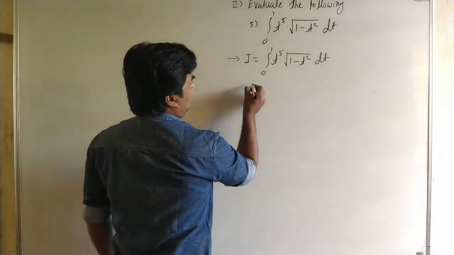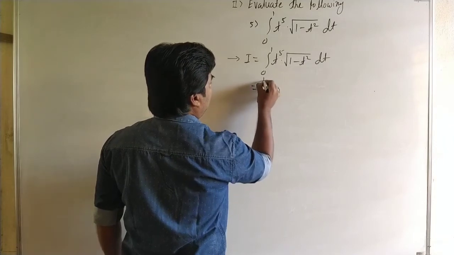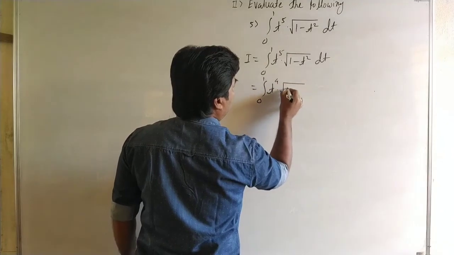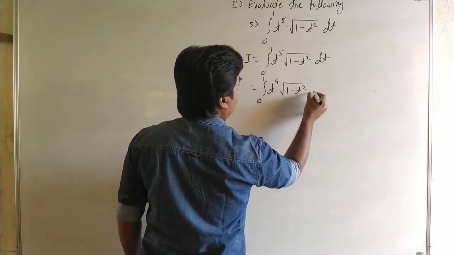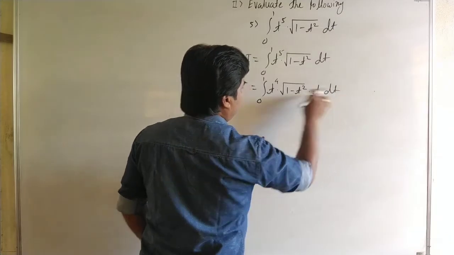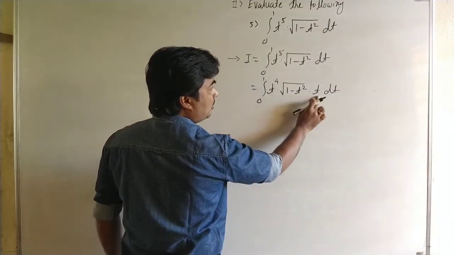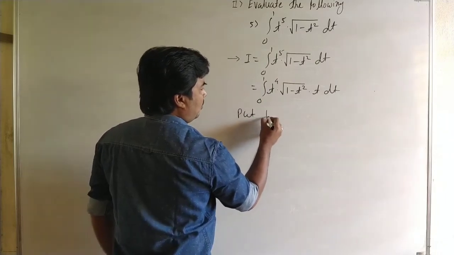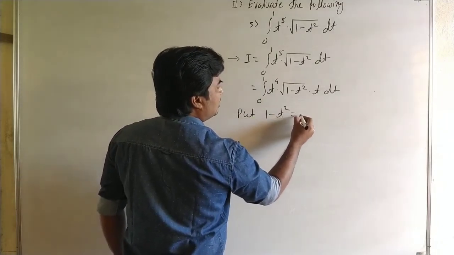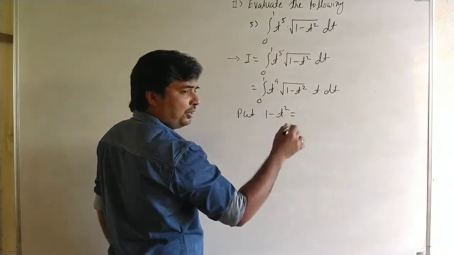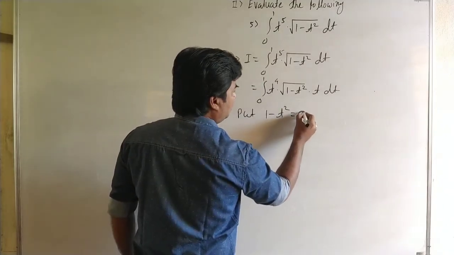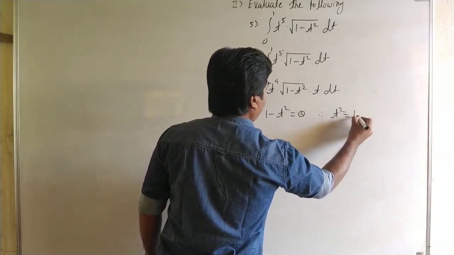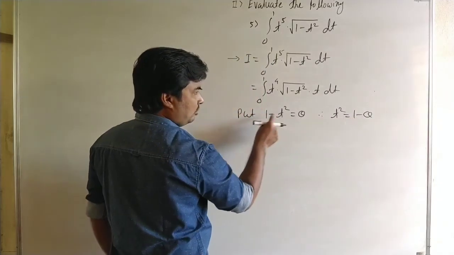See carefully: the integral from 0 to 1 of t to the power 4 into under root 1 minus t square into t dt. It is t to the power 5, and we write it as t to the power 4 into t. Now we put 1 minus t square is equal to theta, or u, v, any variable. Here we put theta. Therefore t square is equal to 1 minus theta.